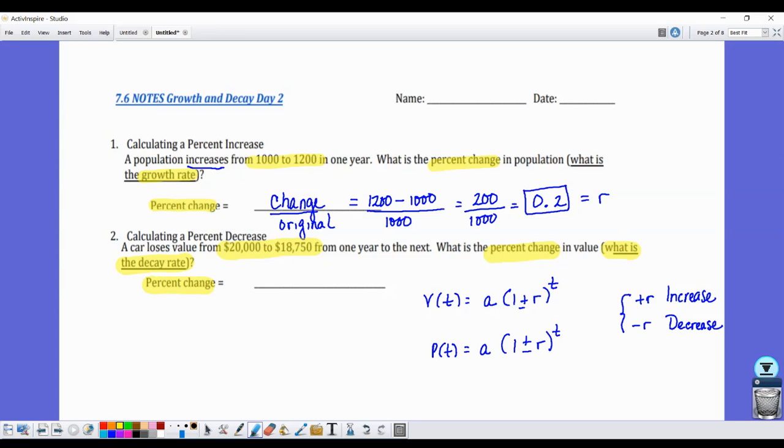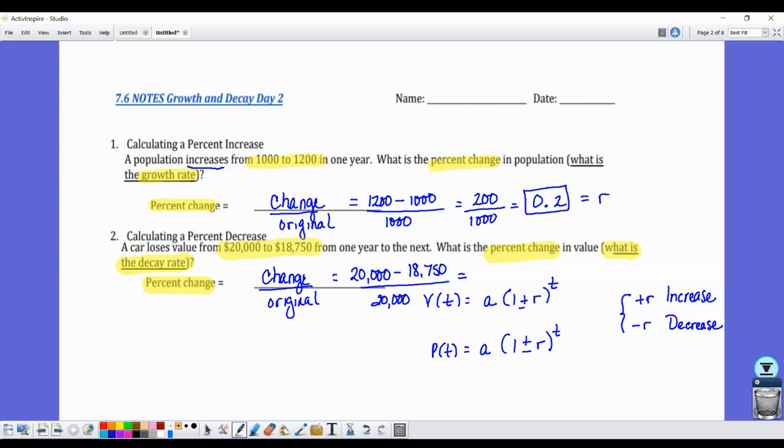So percent change, again, it follows a really simple formula. And that simple formula is the change divided by the original. Okay, so we've got the 20,000 minus 18,750, and we're going to divide that by the original, which is going to be 20,000.